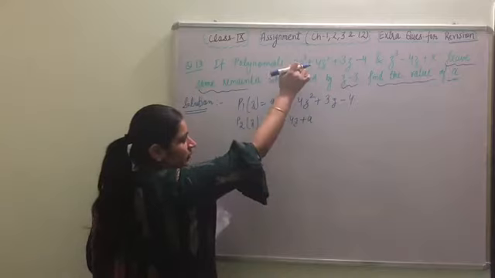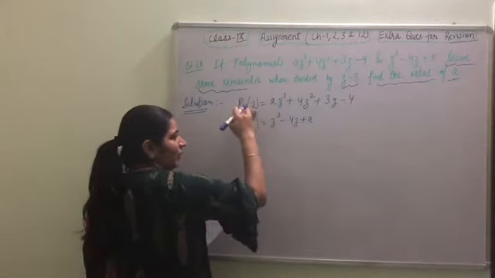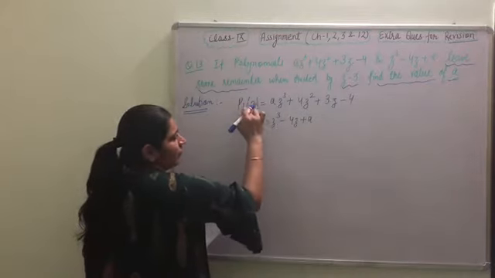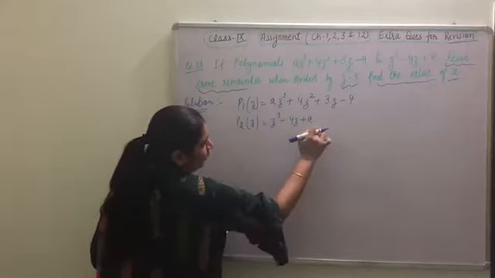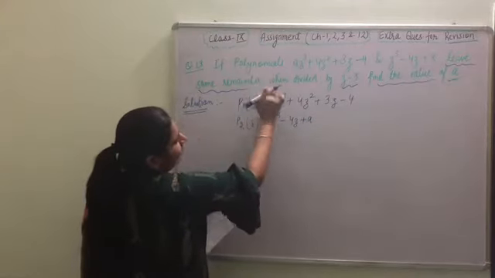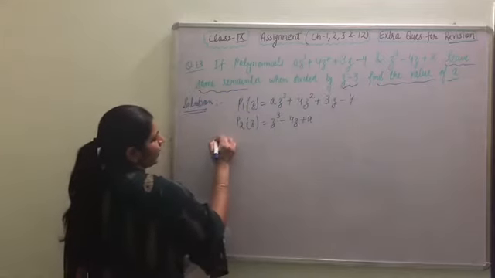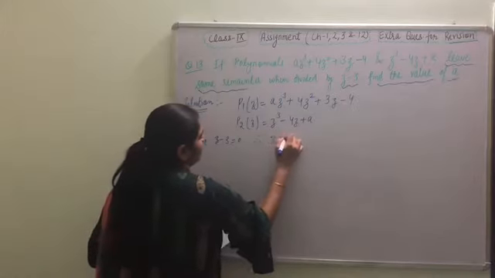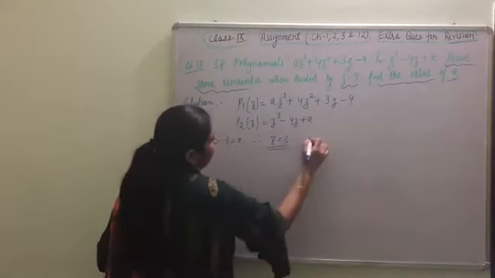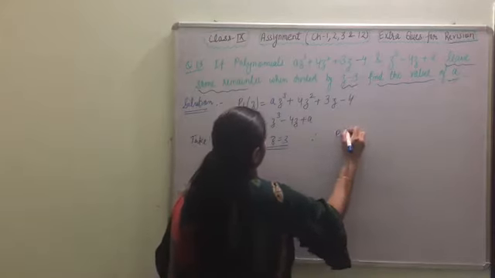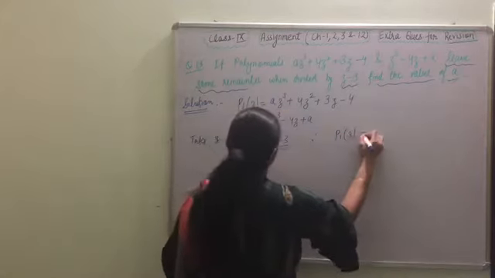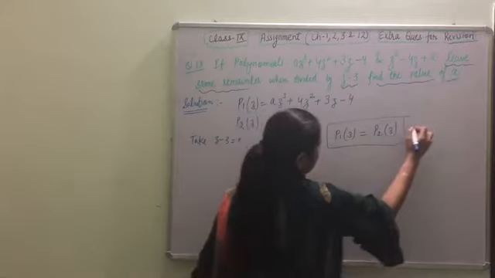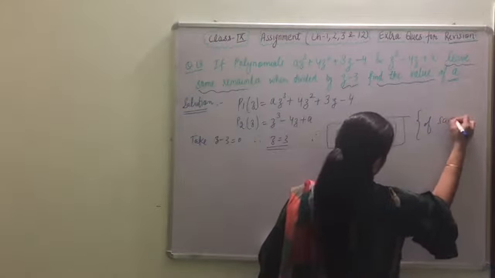Suppose the variable was x here, I could write P1 of x, but here the variable is z, so I have written P1 of z, first polynomial, and the second polynomial. Both the polynomials are divided by z minus 3. So take z minus 3 equal to 0, z is equal to 3, leaving the same remainder. Therefore the condition is P1 of 3 and P2 of 3 both will be equal. This is the given condition of same remainder.